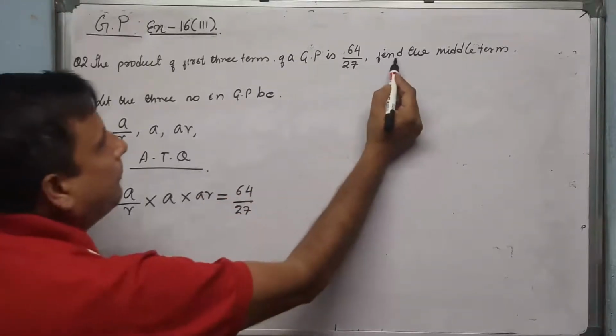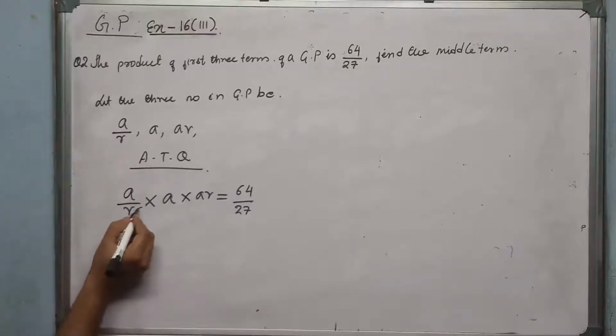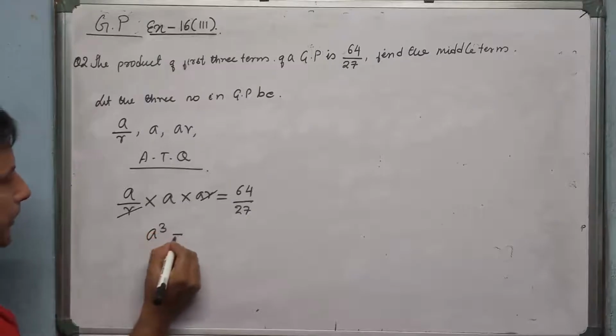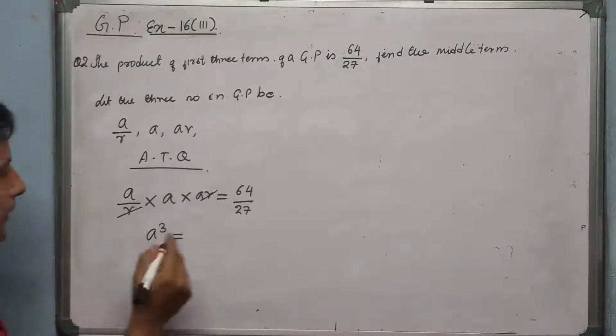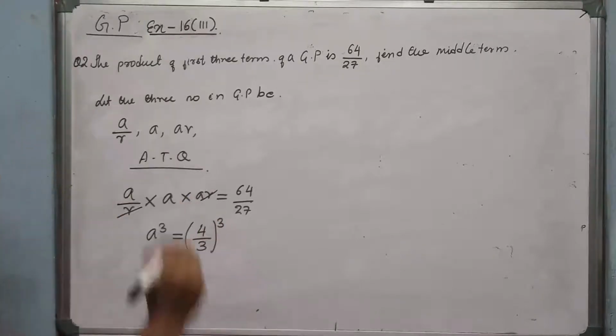What you have to calculate? Find the middle term, and the middle term is A. So the R will get cancelled. A into A into A is A cubed. Now 64 by 27, can I write it as 4 by 3 whole cube? 4 cubed is 64 and 3 cubed is 27.